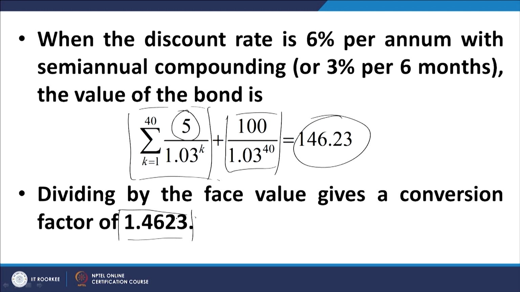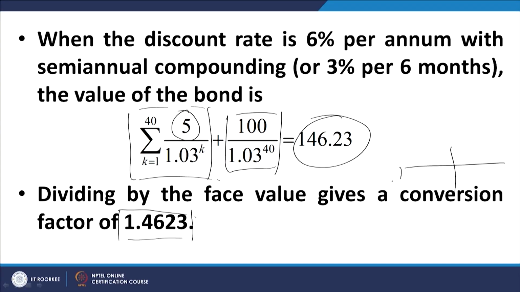So, let me recap. In the case of a situation when after rounding down we arrive at an integral multiple of 6 months, the first coupon is assumed to occur at the end of 6 months from now, and thereafter coupons are assumed to arise at 6 monthly intervals over the remaining life of the bond after rounding down, and the intrinsic value is calculated accordingly at a yield rate of 6% per annum compounded semi-annually, that comes to 3% for each semi-annual period, and divided by the face value of 100, you arrive at the conversion factor.